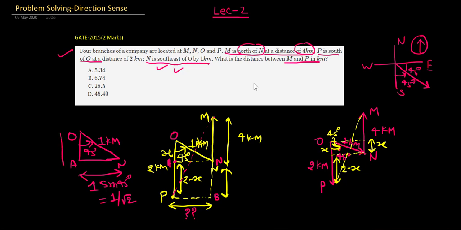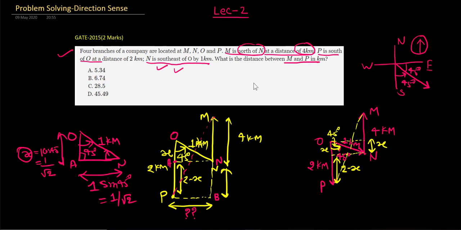And what would be this distance? This distance x would again be 1 cos 45, which is again 1 by root 2. You can also think of it like this: this angle would also be 45 degrees, because this is 90 degrees, so this is an isosceles triangle, so both OA and AN would be the same.